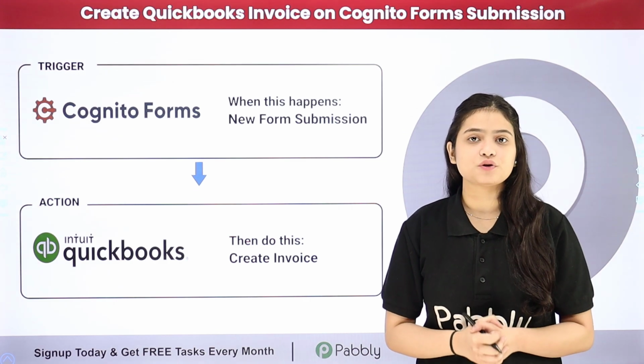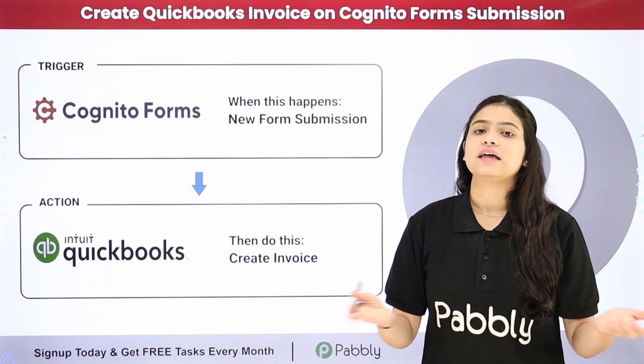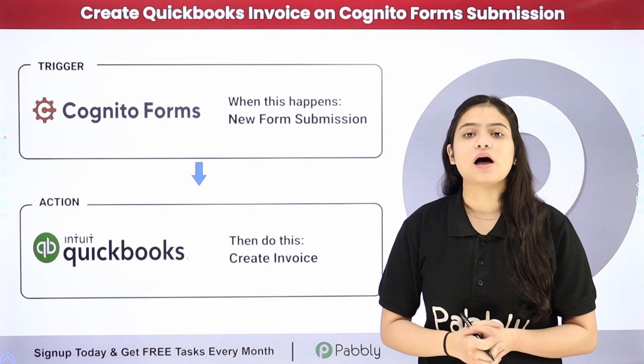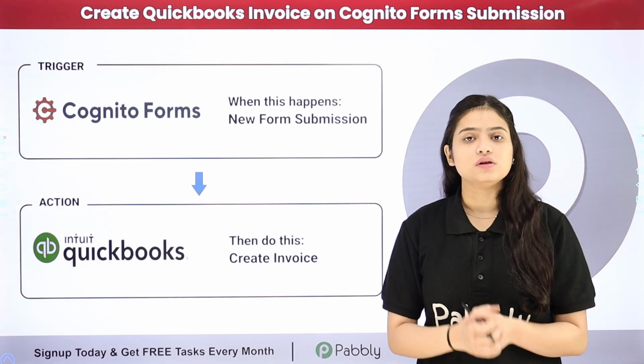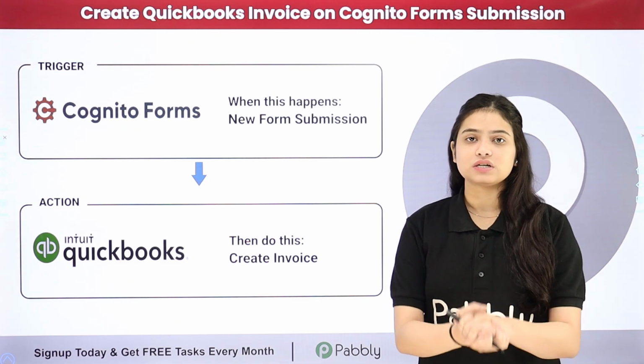To automate this entire process, we will have to set up the connection between Cognito Forms and QuickBooks, and that we are going to do without any coding or programming skills, simply with the help of Pabbly Connect. So now if you also want to learn this amazing automation step by step for your business, let me take you all towards my screen.